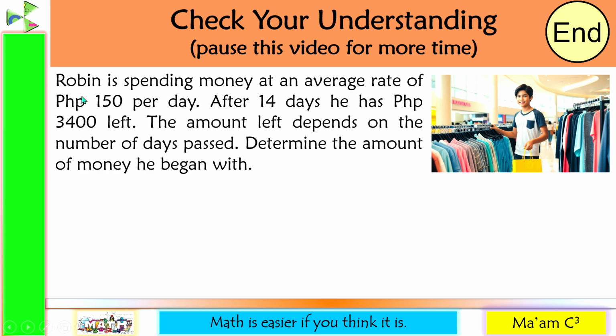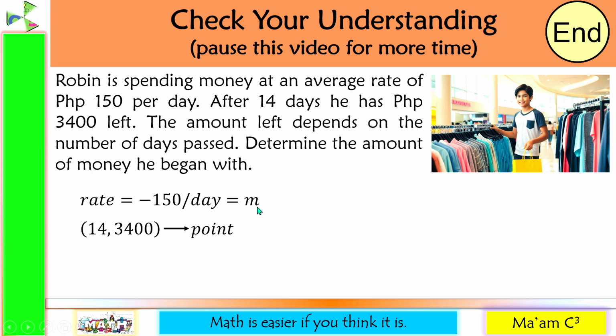Let us answer. Robin is spending money at an average rate of 150 pesos per day. After 14 days, he has 3,400 pesos left. The amount left depends on the number of days passed. Determine the amount of money he began with. We are given here a rate of 150 pesos per day. The rate will be our slope. But wait, since Robin is spending money, it means our slope is negative. And after 14 days, the money left is 3,400. We can consider that as our point.